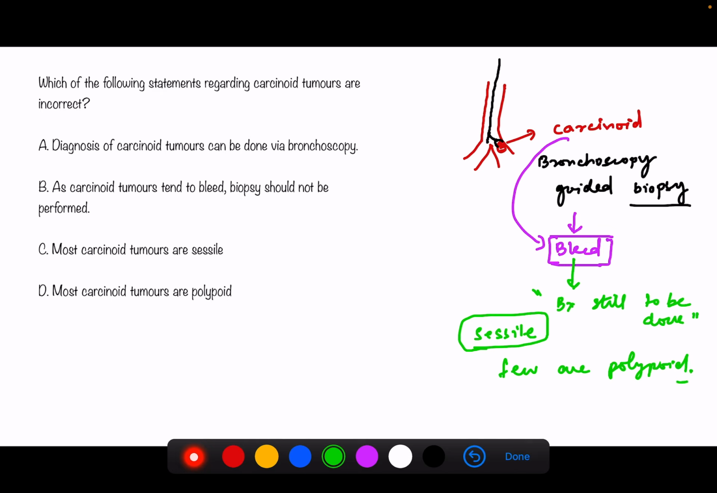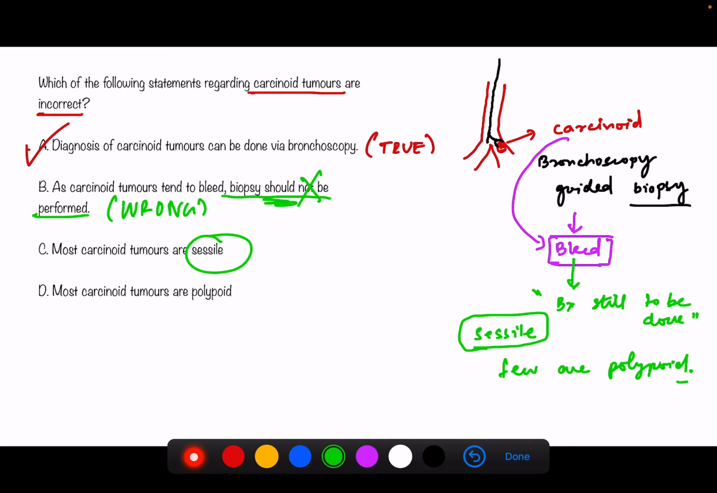Okay, now let us solve this question. We have to find the incorrect statement regarding carcinoid tumors. Option A, diagnosis of carcinoid tumors can be done via bronchoscopy. It is true. Absolutely, it can be done. It will bleed, but it has to be done. Option B, as carcinoid tumors tend to bleed, biopsy should not be performed. This is wrong. Biopsy should be performed even if a bleeder is seen.